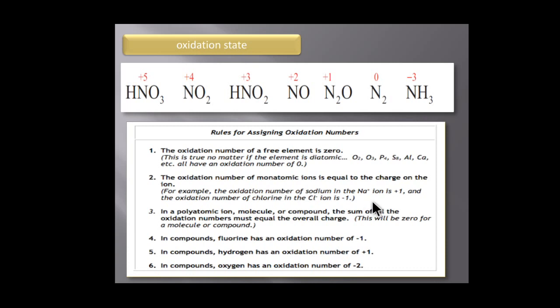For example, Na plus has oxidation number plus 1, Cl minus has oxidation number minus 1. Then for polyatomic ions and molecular compounds, the sum of all the oxidation numbers must equal the overall charge. Is it clear? Equal to the overall charge. In compounds, fluorine has oxidation number minus 1, hydrogen has oxidation number plus 1, and oxygen has oxidation number minus 2. These are the basic rules. Just go through them.